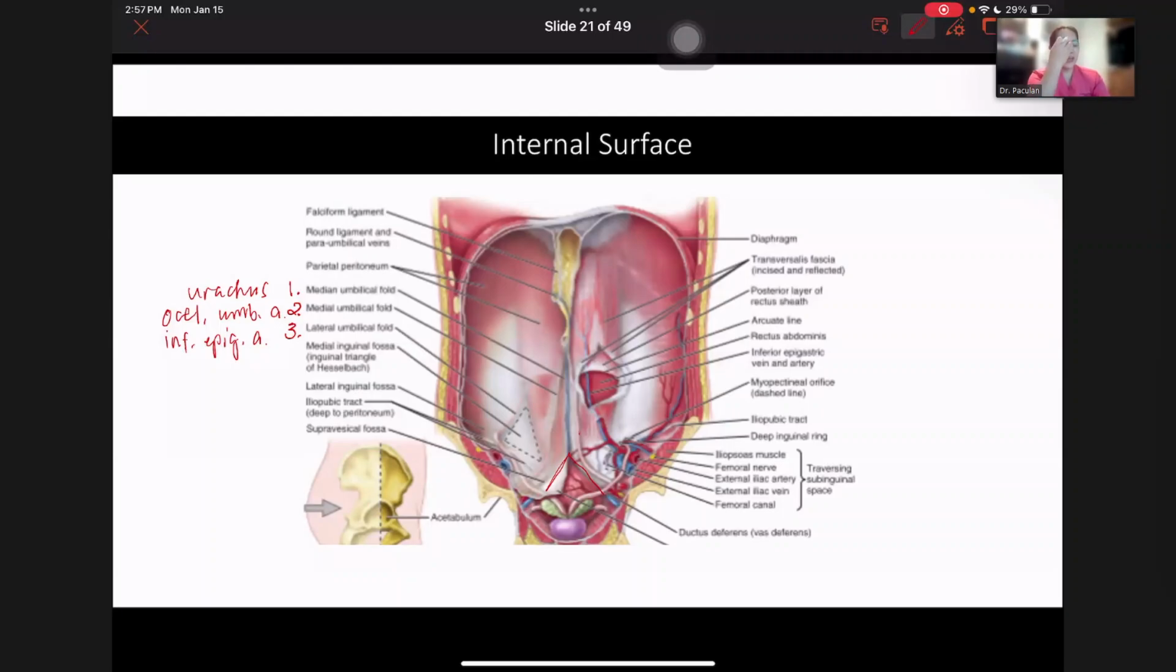Okay, so your urachus and your occluded umbilical arteries are cut or occluded or become remnants after birth. But your inferior epigastric artery, which is covered by your lateral umbilical fold, is patent. So if you cut at the level of the lateral umbilical fold, it will bleed. Okay?